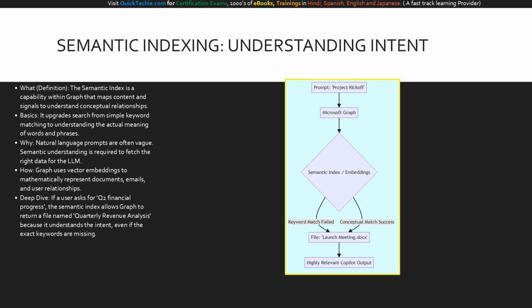Look at the power of the semantic index here. The user enters a prompt looking for project kickoff. In a legacy system, this keyword match would fail if the file was named differently. But here, Microsoft Graph routes the query through the semantic index using vector embeddings. It identifies a conceptual match with a file named launchmeeting.docx. Graph retrieves this conceptually linked file, passing it back to Copilot to generate a highly relevant, intelligent output.